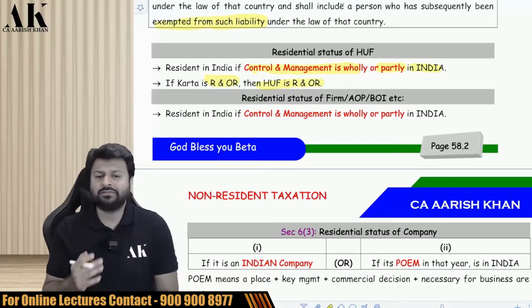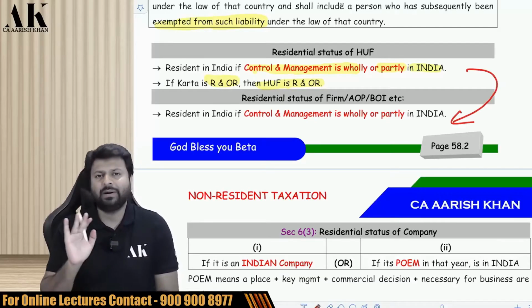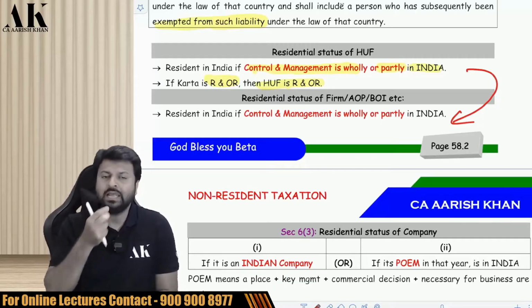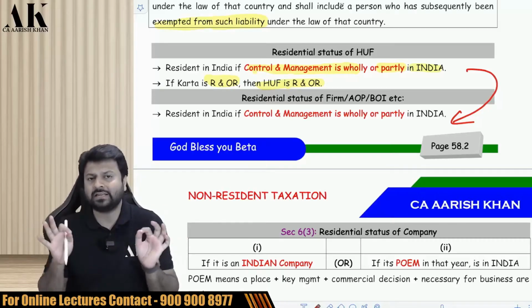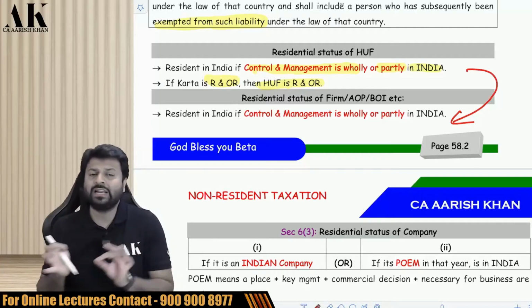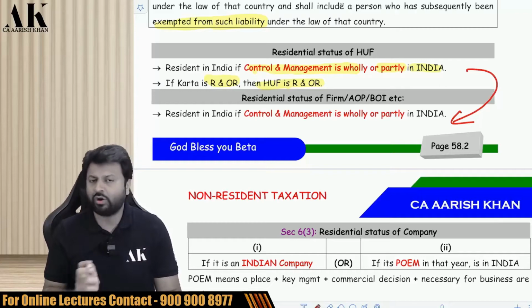What about partnership firm, LLP, AOP, BOI? Their residential status will be exactly the same as HUF. Check it please. But just remember that there are only two kinds of person who can be ordinary resident, and that is individual and HUF. Apart from individual and HUF, every other kind of person, whether company, LLP, firm, etc., will be either resident or non-resident. Ordinary concept is only for individuals and HUF and not for anybody else.